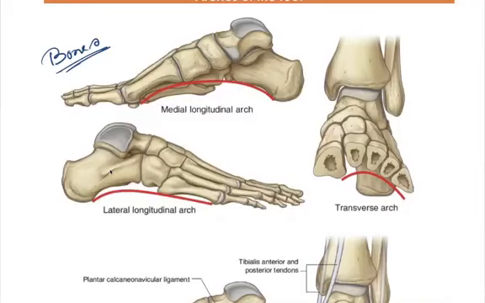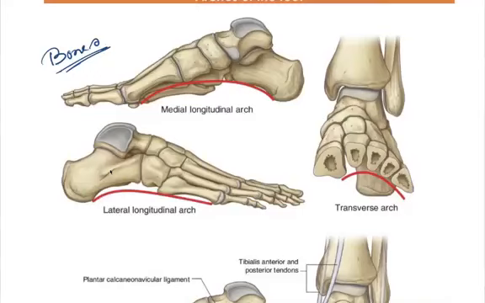Next, you have to think about the ligaments and the muscles. First, let's talk about the muscles. What are you going to have? You're going to have the tibialis anterior, the tibialis posterior, and also the flexor hallucis longus. And you're going to have some ligaments. So, what are the ligaments you can have? One is the spring ligament, and also you're going to have some more.